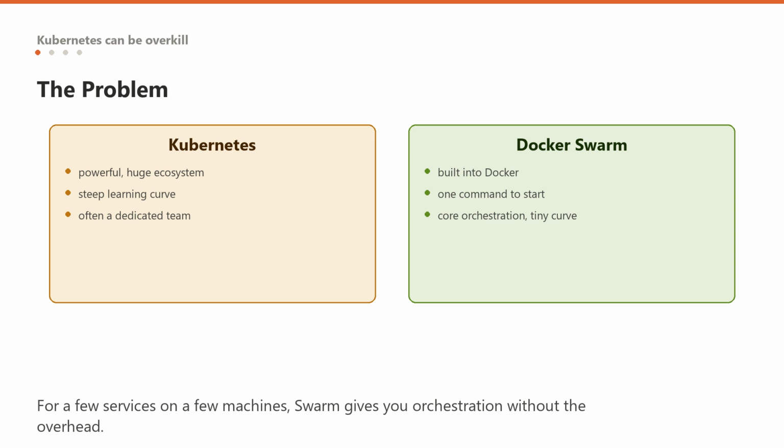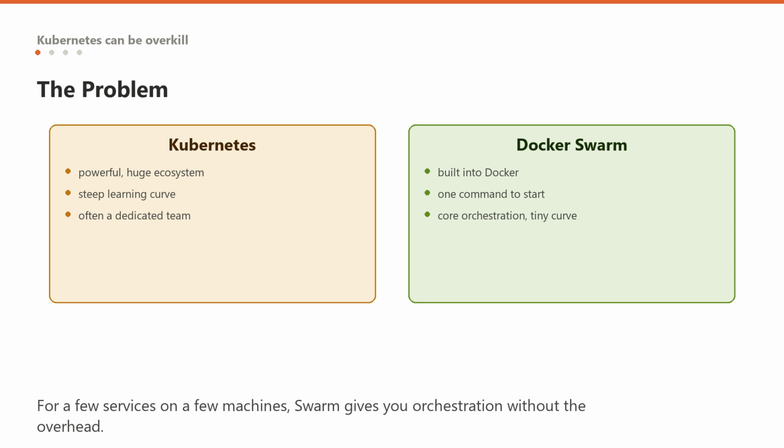In the last episode, we saw how powerful Kubernetes is, but that power comes at a cost: complexity. Kubernetes has a steep learning curve, many moving parts, pods, services, ingress, controllers, and it often needs a dedicated team just to operate. For a huge platform, that's worth it. But what if you just have a handful of services on a few machines and you want orchestration without the overhead? Standing up a full Kubernetes cluster would be using a sledgehammer to crack a nut.